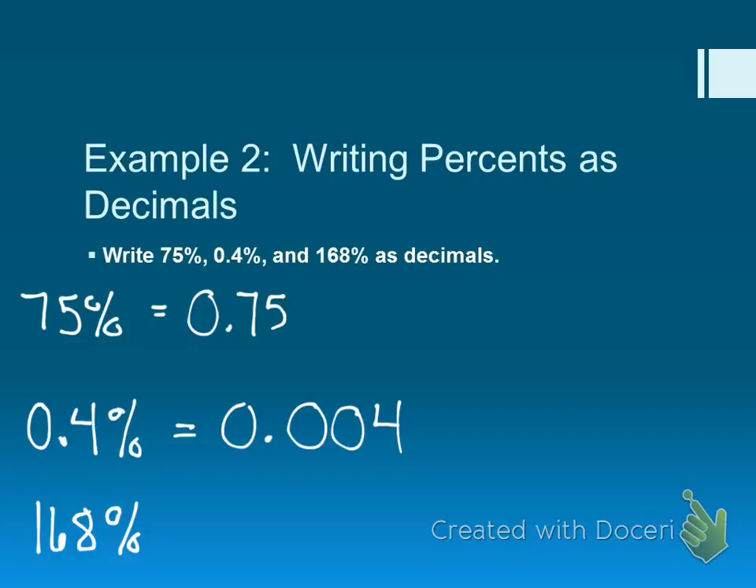What about 168%? That would be 1 and 68 hundredths, because I moved my decimal left, but it's still within the number. And again, remember, anything over 100% is going to have a whole number in the decimal. All right, so that's example 1, just converting back and forth from decimals to percents.